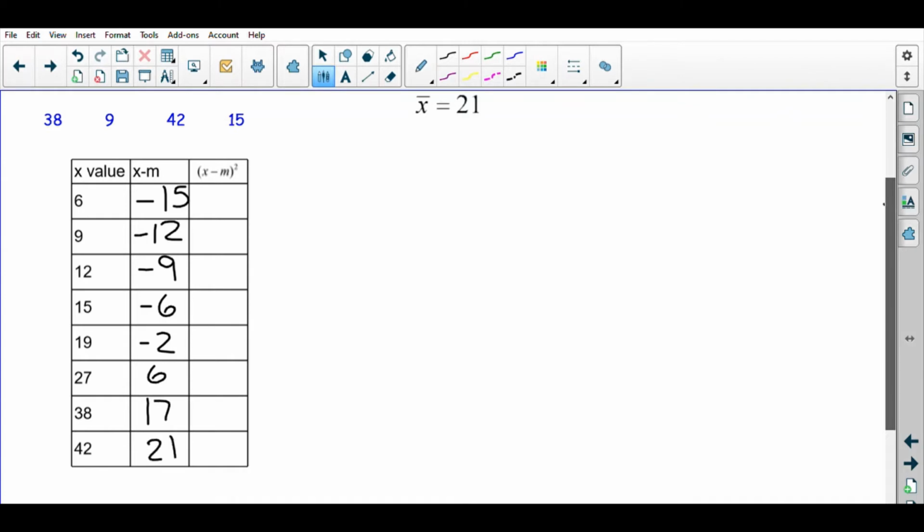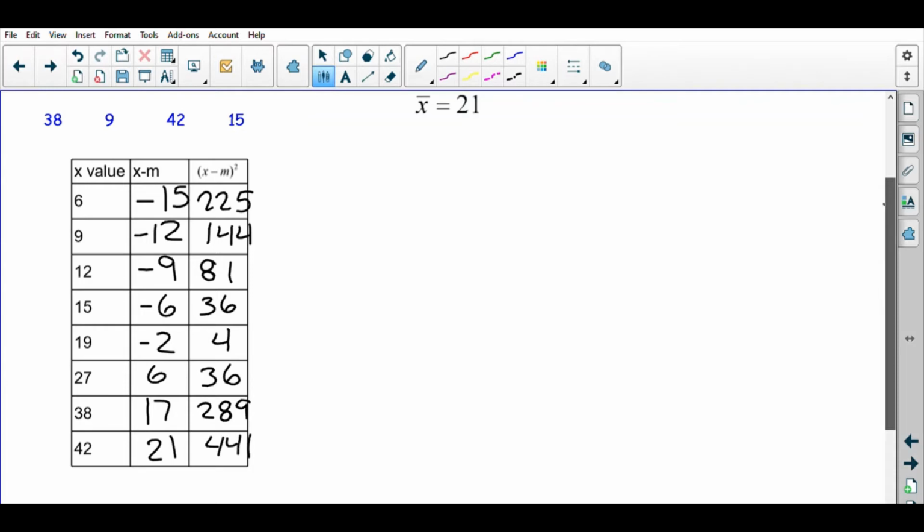Now that we've taken each data value and subtracted it from the average, I need to square my answer. So negative 15 times negative 15 is 225. Negative 12 times negative 12 is 144. I'm going to continue squaring each data value subtracted by the mean. Perfect.